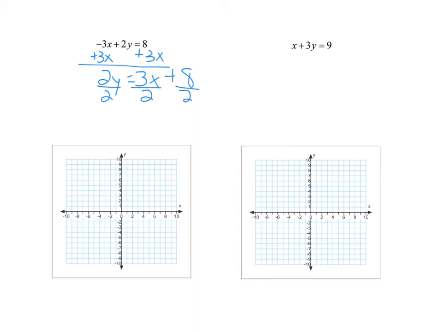So what do I end up with? I end up with y equals 3 halves x plus... Now, leave that 3 halves as 3 halves because remember that's the slope and we want the slope to be a fraction. Don't change that to a decimal. 8 over 2 simplifies nicely and I get 4. Okay? Now you identify m, identify b, graph the line.